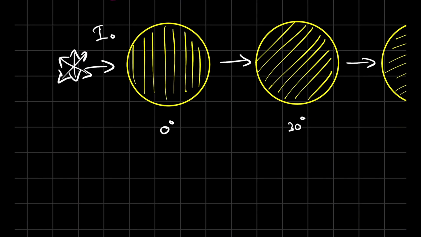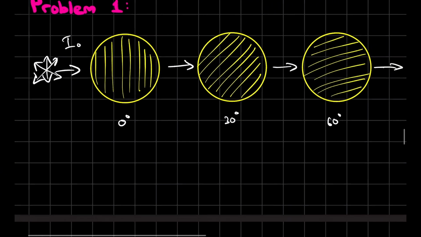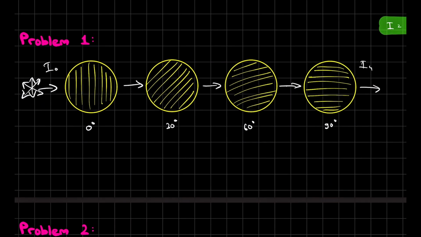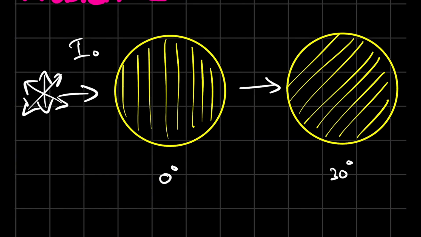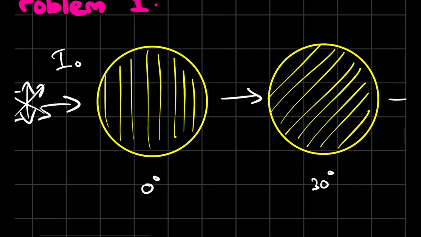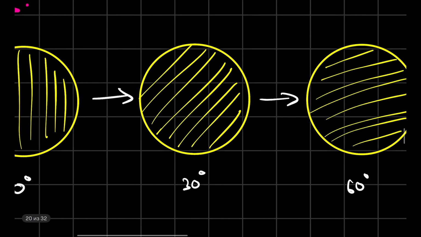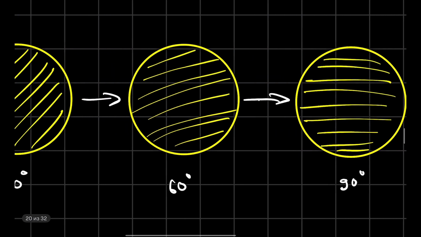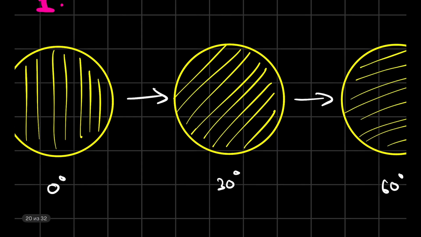Okay, here we have something like this. Let's try to understand this problem. There are no words, only the image. So you see here the first Polaroid, the second Polaroid, the third Polaroid, and the fourth Polaroid. The first one is obviously the polarizer. The second one is an analyzer. The third and fourth are analyzers too, because they let light through.